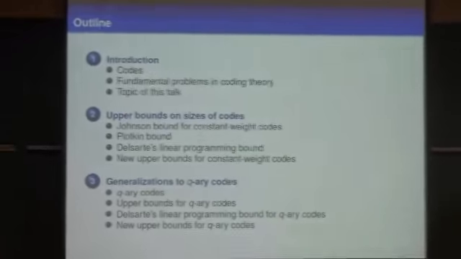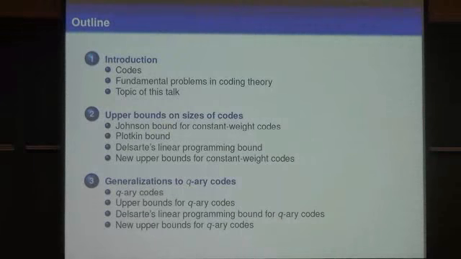And in the second section, I use a counting method to prove well-known bounds like the Johnson bound, Plotkin bound, and Delsarte linear programming bound. And we generalize this to get some new upper bounds on constant weight codes. In section 2, we only deal with the binary case, but all of this can be generalized to the q-ary case, q-ary codes.